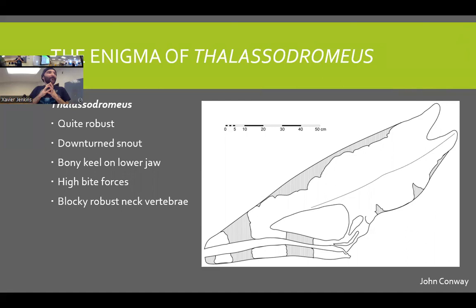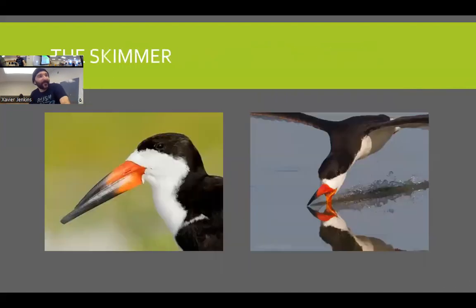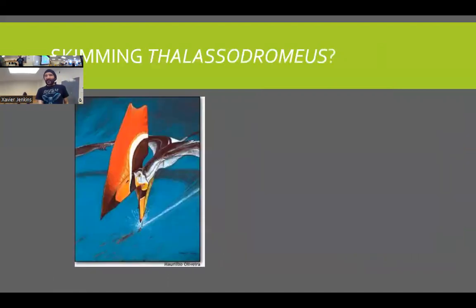And so we aren't really sure exactly what it's doing, but there are two major hypotheses in the running. Well, when it was first described, its skull was compared to the skimmer, which is a modern bird that basically hunts for fish by doing this. It sticks its lower jaw in the water and flies along, and if it hits something, it snaps up a fish. This has been proposed for Thalassodromeus because that big bony keel looks a lot like the bony keel on the jaw of the skimmer.